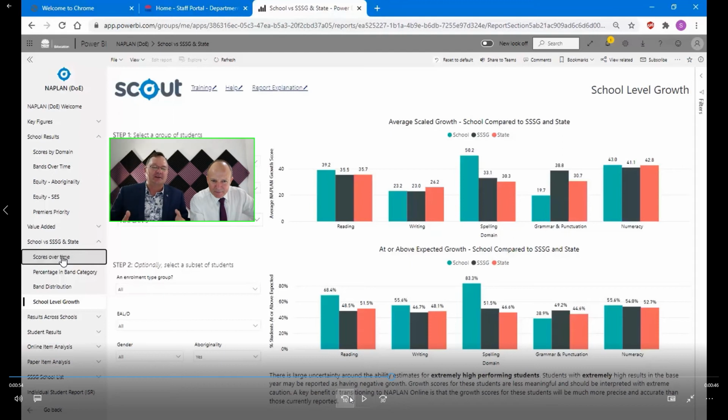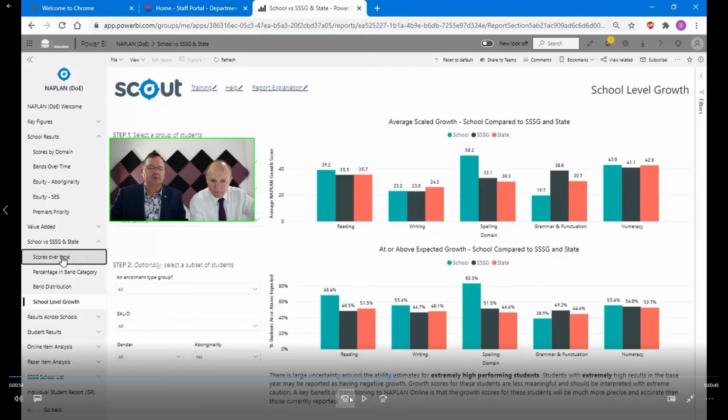So in the top, our average scaled growth is simply the amount that on average each child grew. Now, that is dependent upon starting point, and obviously if you start lower there's more room to grow, but using that, particularly going back and comparing from year to year, you can see where you're having an impact.